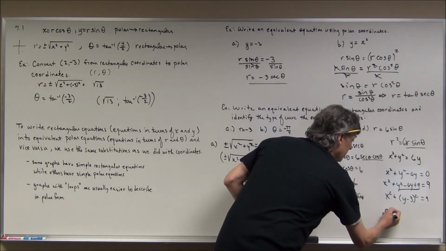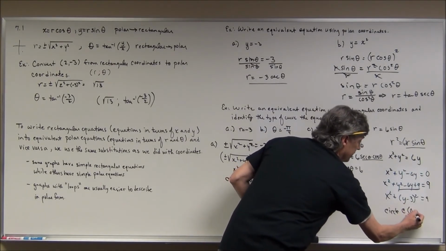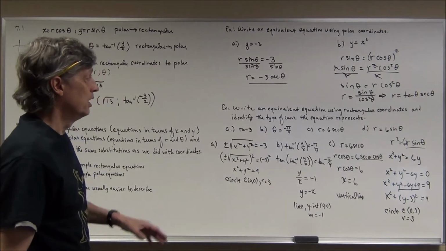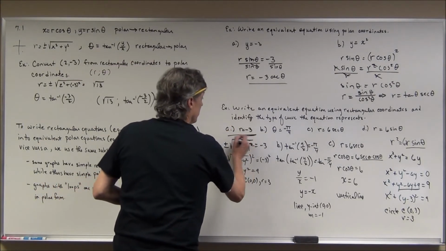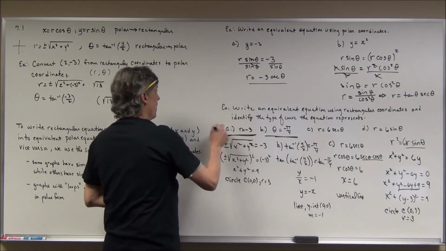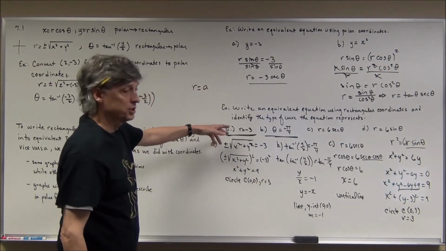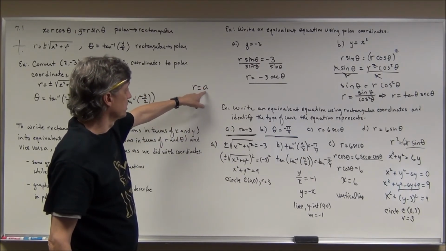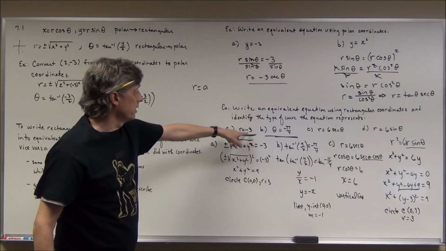This is a circle. Center is 0, 3. Radius is 3. Now, in general, there are a couple of graphs that I did up here that you should look for, this type and this type. If you have R equals a number, it's going to be a circle, okay? And the radius of the circle is going to be whatever a is, or the absolute value of a, because as you can see here, a was a negative number.